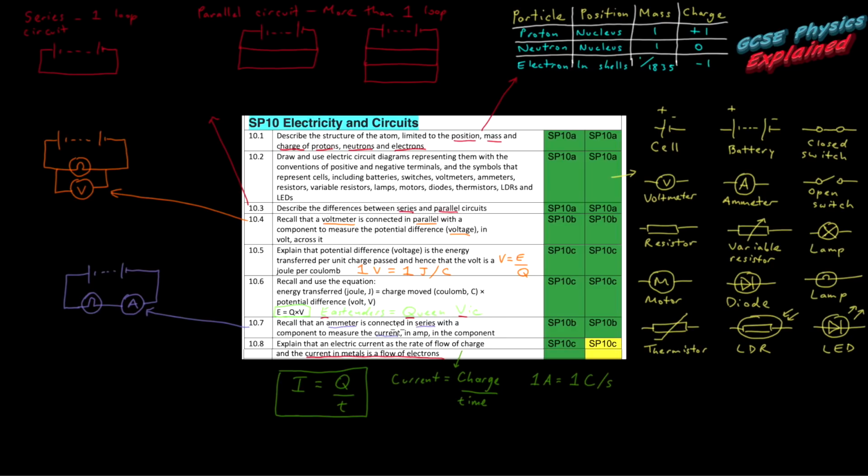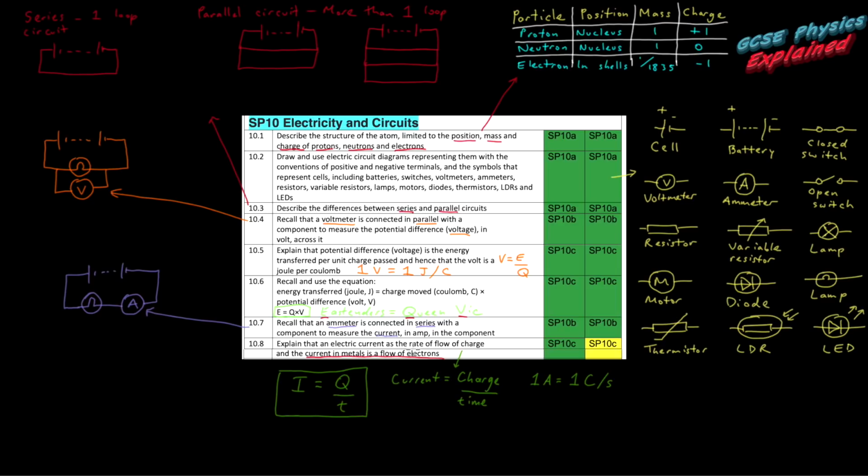Recall that an ammeter is connected in series with a component to measure the current in amps. In other words, if your component's there, just put the ammeter either in front of it or behind it, as long as one thing comes after the other.